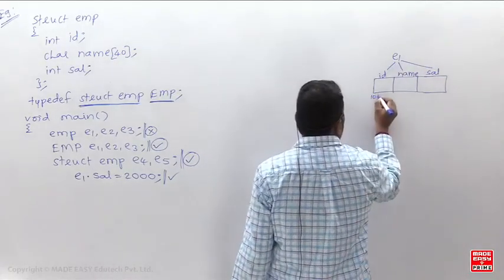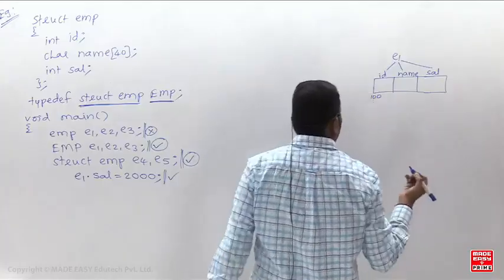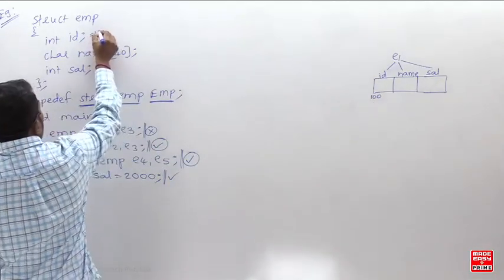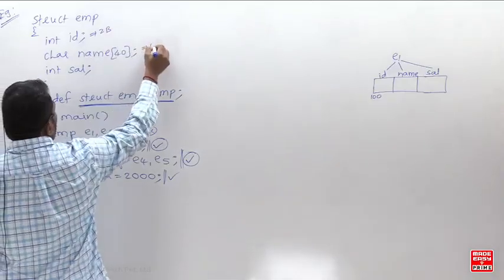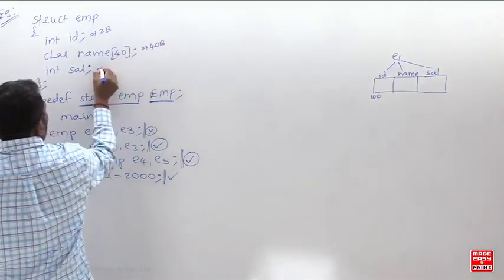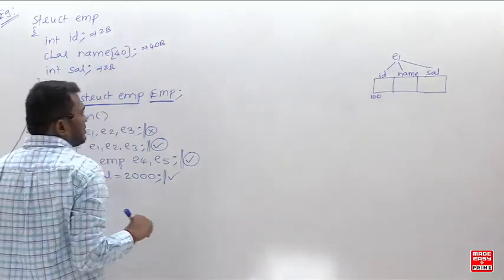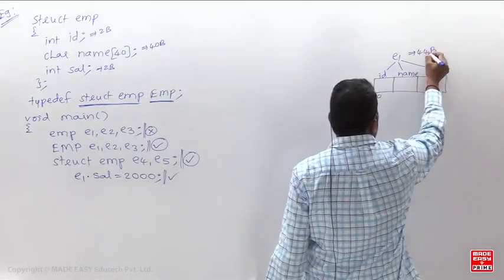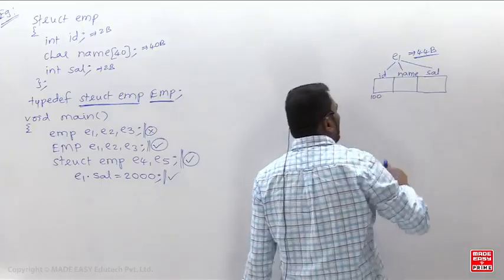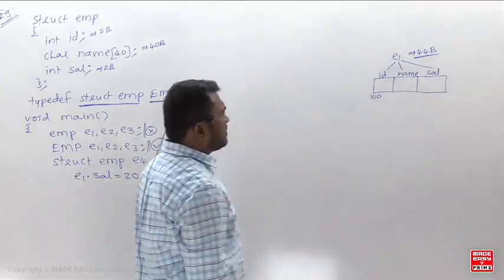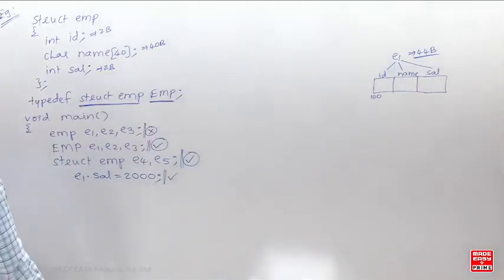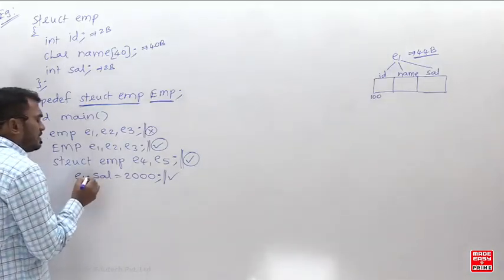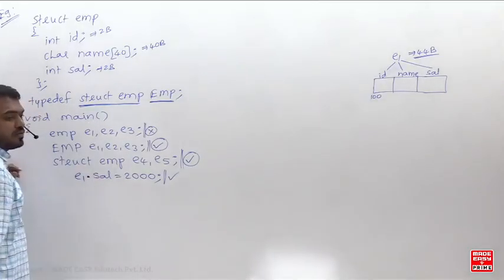So now look here. Let's take some base address, say 100. How many bytes of memory will be allocated in total? This requires 2 bytes, this requires 40 bytes, and this also requires 2 bytes. So a total of 44 bytes of memory will be allocated. This is how the structure variable looks. Understand here: if I write E1 dot salary equal to 2000, what is the meaning of dot? How should you read dot?